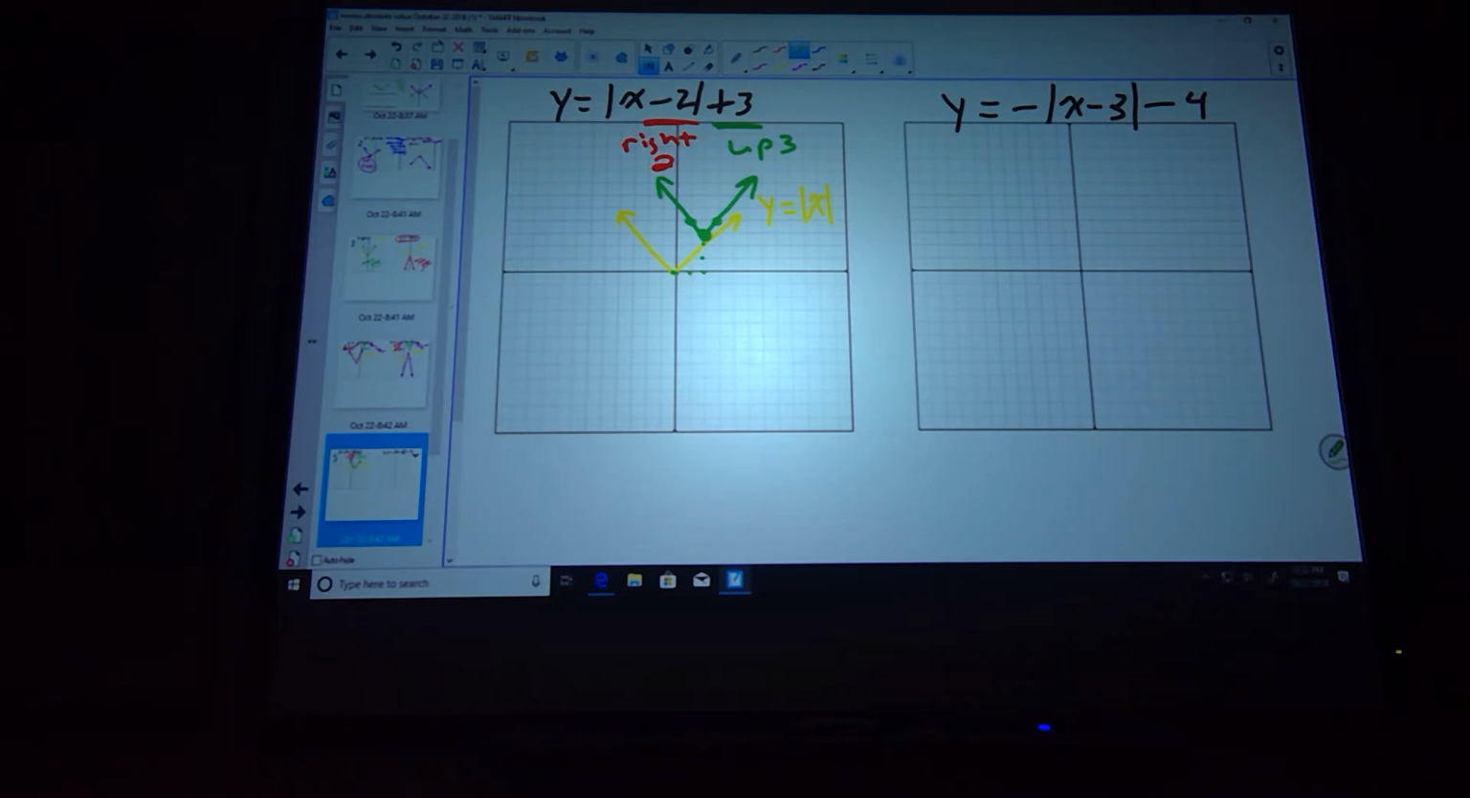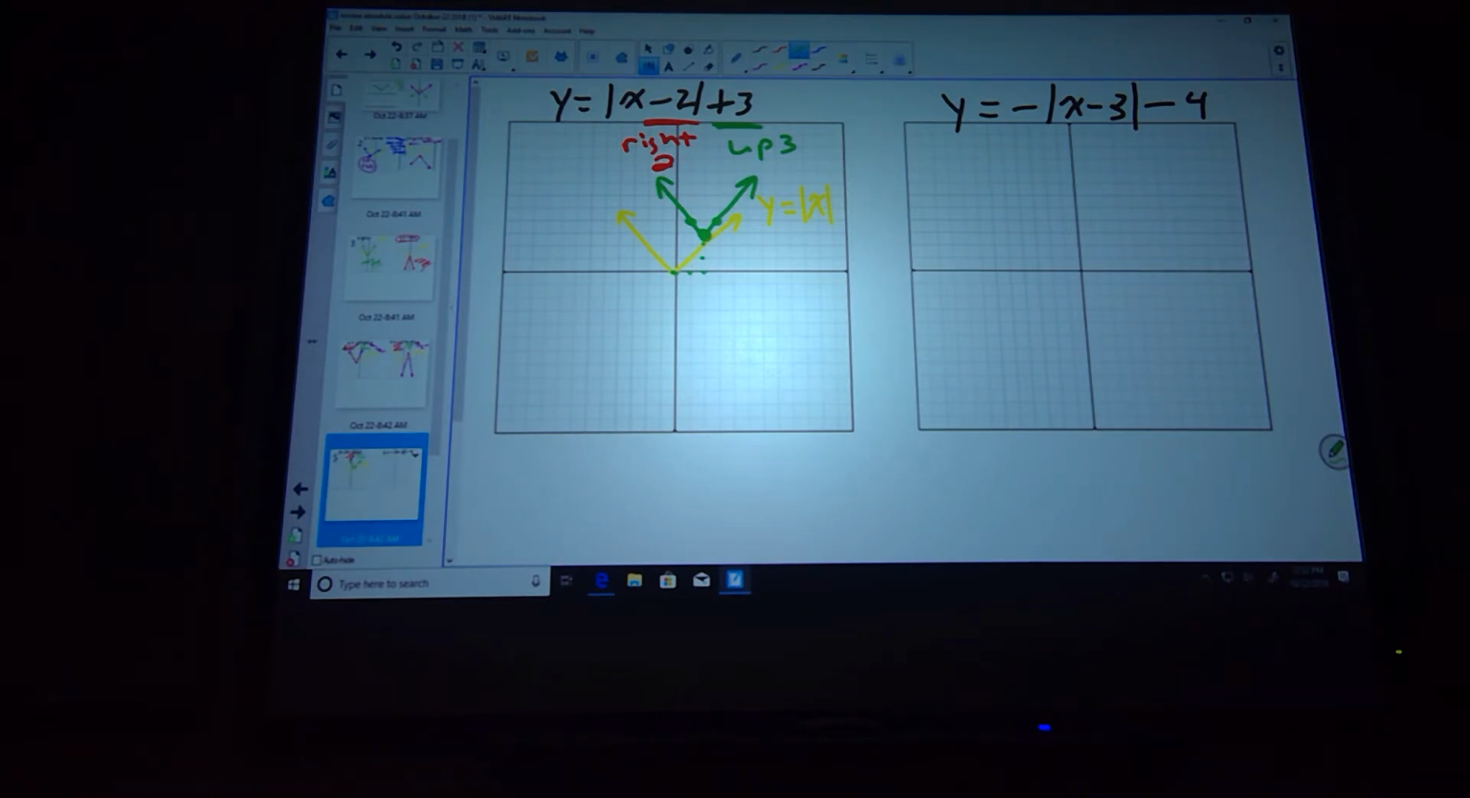Wait, but how do you know how far out it goes? So the parent function is the same. At 0, 0, and it goes right 1, up 1, right 1, up 1, right 1, up 1, left 1, up 1, left 1, up 1, left 1. But when there's a number out front, then that changes to right 1, up that number, right 1, up that number, right 1, up that number. Okay?